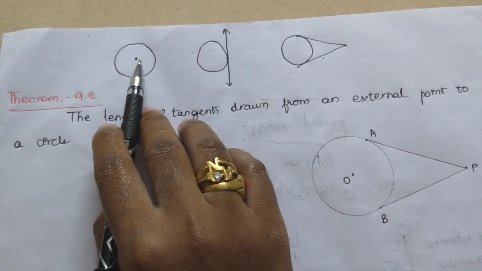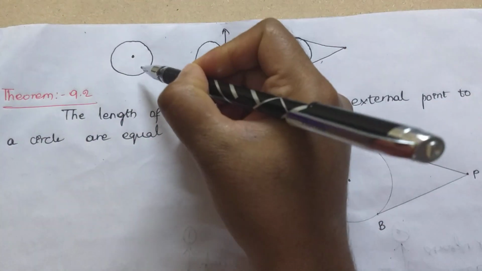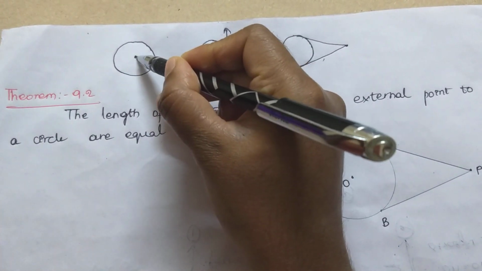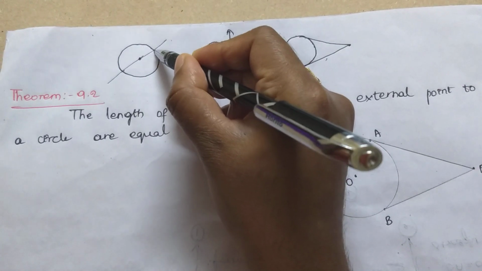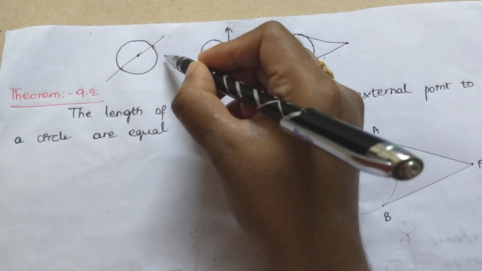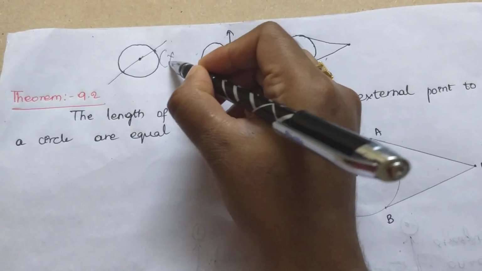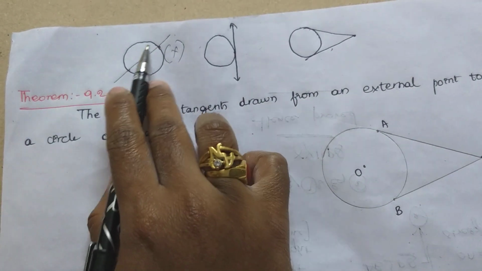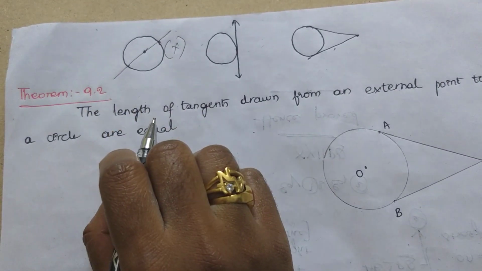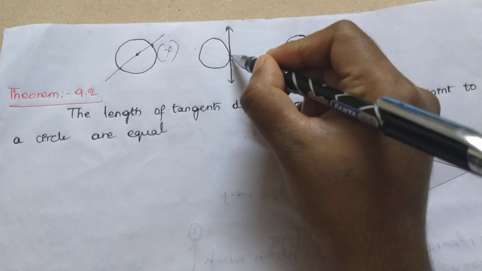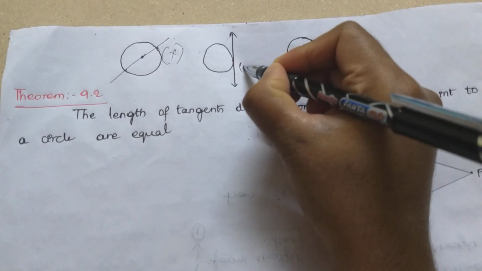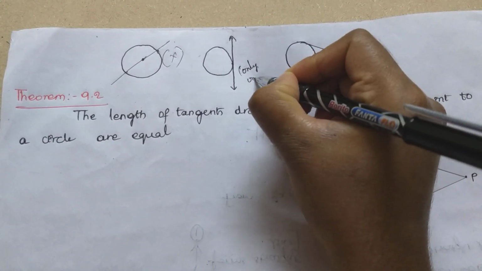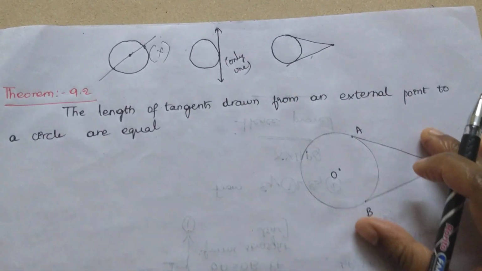So if the point is given inside the circle, any line drawn through that point becomes a secant to the circle, not a tangent. So no tangent can be drawn if the point is inside the circle. Clear? When the point is on the circle, the number of tangents will be only one. Only one from the given point.